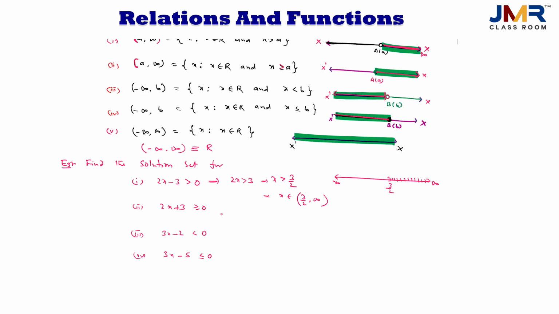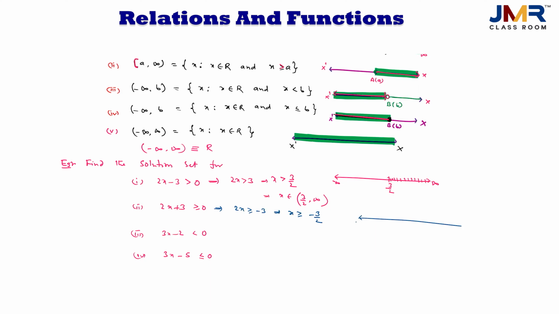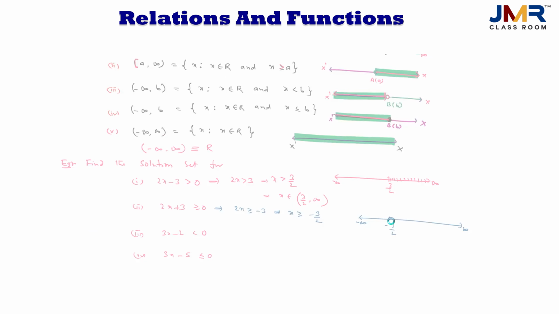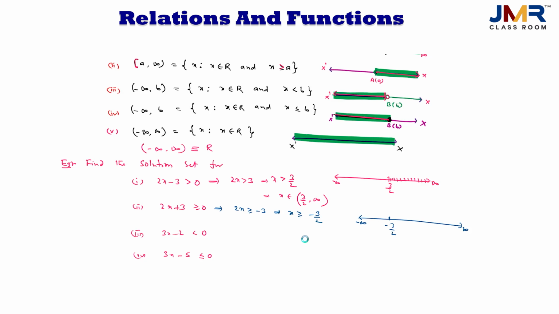Similarly, for the second one, 2x greater than or equal to minus 3, x greater than or equal to minus 3 by 2. Again, draw the number line from minus infinity to infinity. Somewhere between minus infinity and infinity, minus 3 by 2 is there. x greater than or equal to minus 3 by 2 means minus 3 by 2 till infinity.